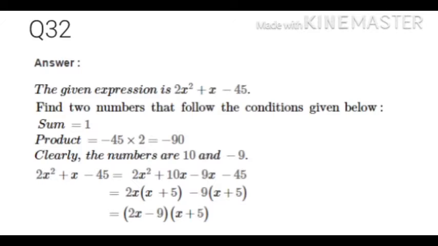So 2x square plus x minus 45 is written as 2x square plus 10x minus 9x minus 45. By the grouping method of first two and the last two, the common factor from the first two is 2x and from the last two is 9. So we have to write like this, 2x bracket x plus 5 minus 9 bracket x plus 5, and the factors are 2x minus 9 and x plus 5.